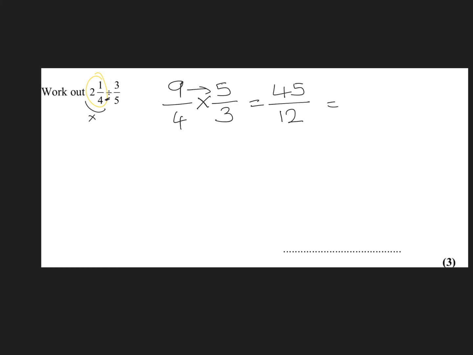Now we've ended up with a top heavy fraction here, so we need to try and change this back to a mixed number. So I'm going to ask myself now, how many times does 12 go into 45? Well, 12 threes is 36. And 45, take away 36, means we have a remainder of 9. So there'd be 9/12 left over. Now 9/12 can be simplified, so if I divide both of those by 3, 3 into 9 goes 3 times, 3 into 12 goes 4 times, so it's going to be 3 3/4 is your final answer.